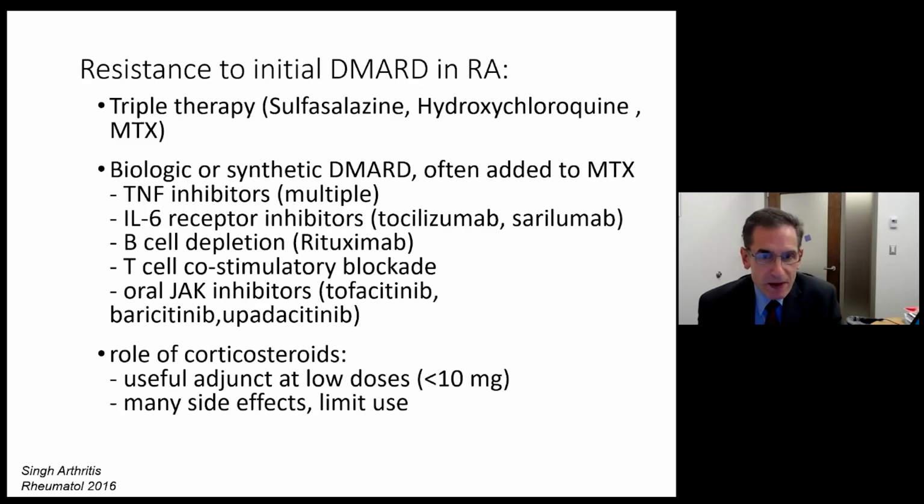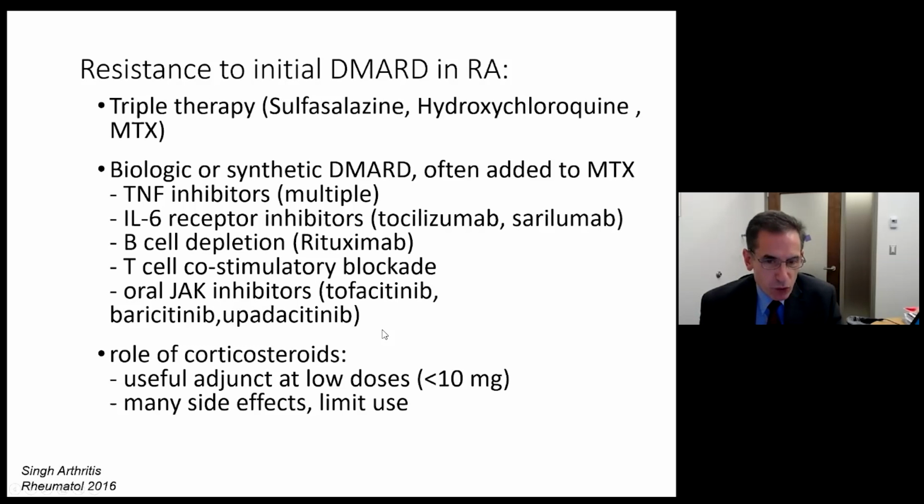If initial treatment, such as with methotrexate, is ineffective or not fully effective, then use of other agents concomitantly may be useful. So for example, triple therapy with sulfasalazine, hydroxychloroquine, and methotrexate can be used together and is an effective combination. The use of biologic or synthetic DMARDs, often added to methotrexate, are useful, including TNF inhibitors, of which there are multiple versions, IL-6 receptor inhibitors, B-cell depletion agents, T-cell co-stimulatory agents, and oral JAK inhibitors, which have come on the market relatively recently and are given orally.